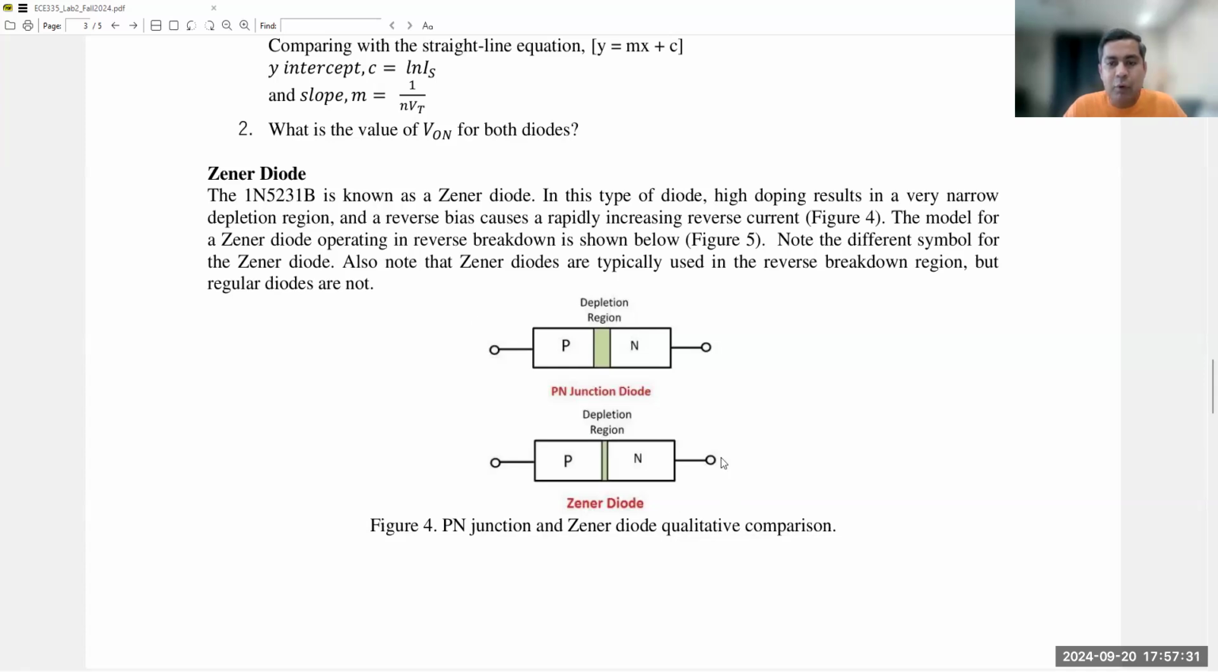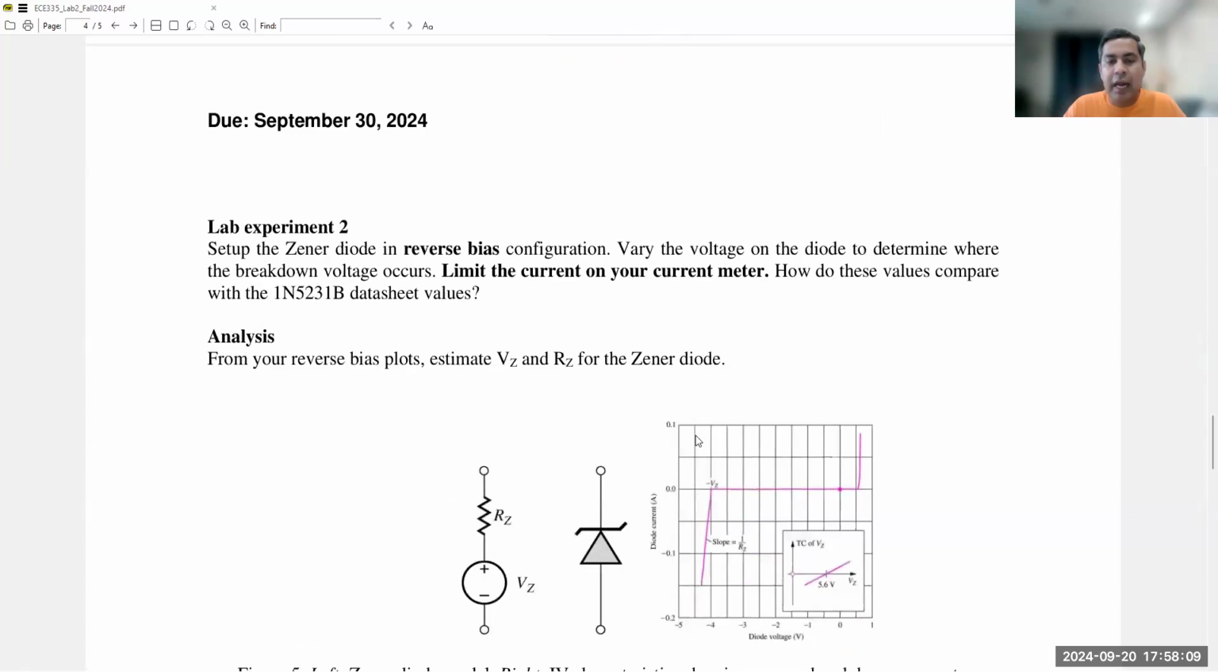You can see a qualitative figure here where you can see the PN junction diode with a depletion region in between here, and then a narrow depletion region in a Zener diode. The Zener diode's specialty is that we usually use it in the reverse bias condition. Typically it has a lower breakdown voltage than the regular PN junction diode's breakdown voltage. And when it breaks down, we usually get a very linear, sharp rise of the current.